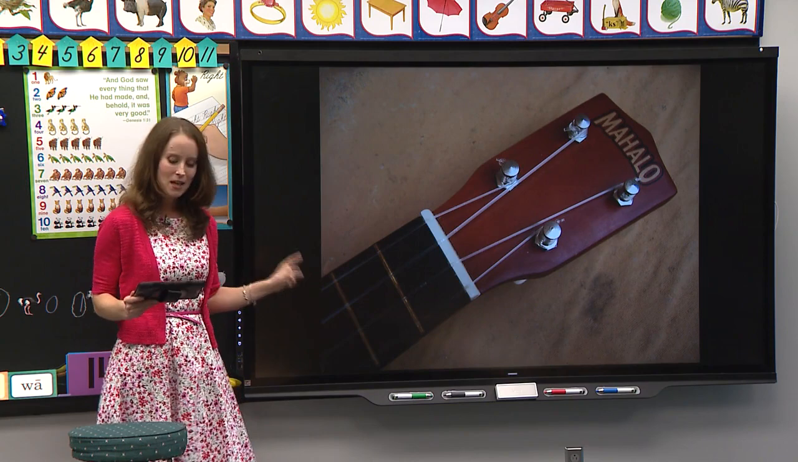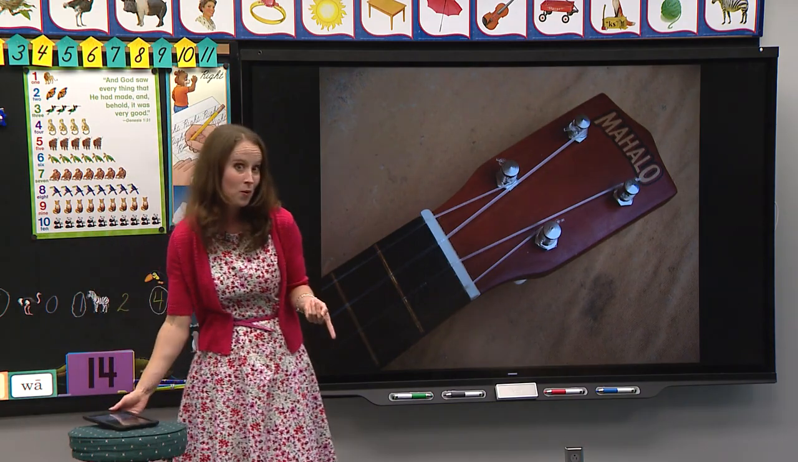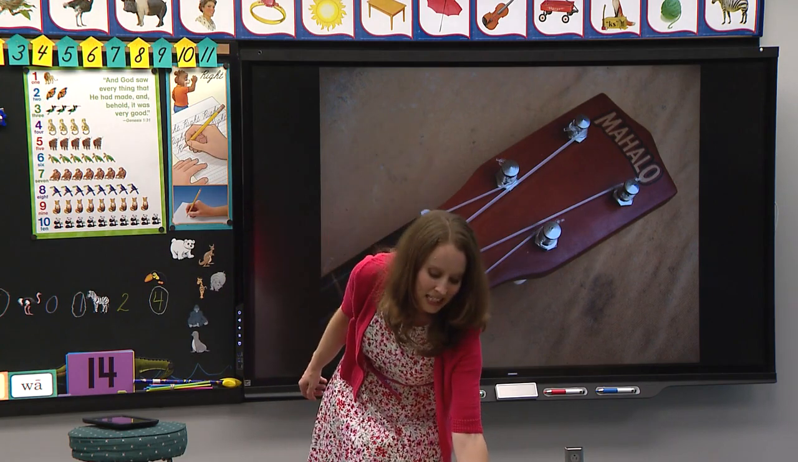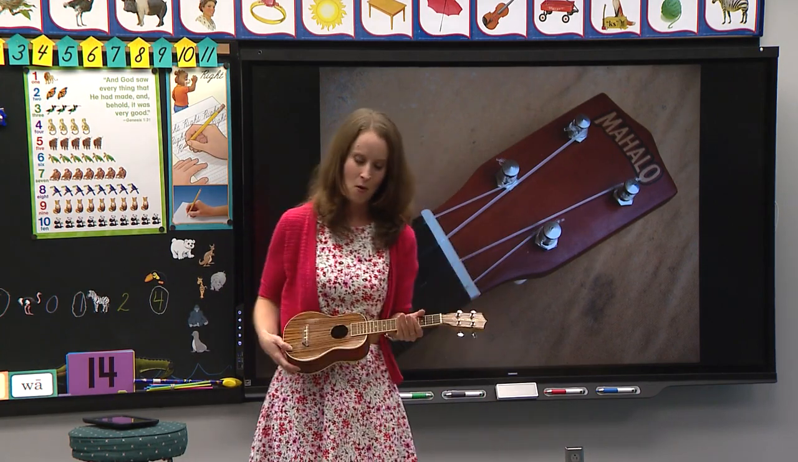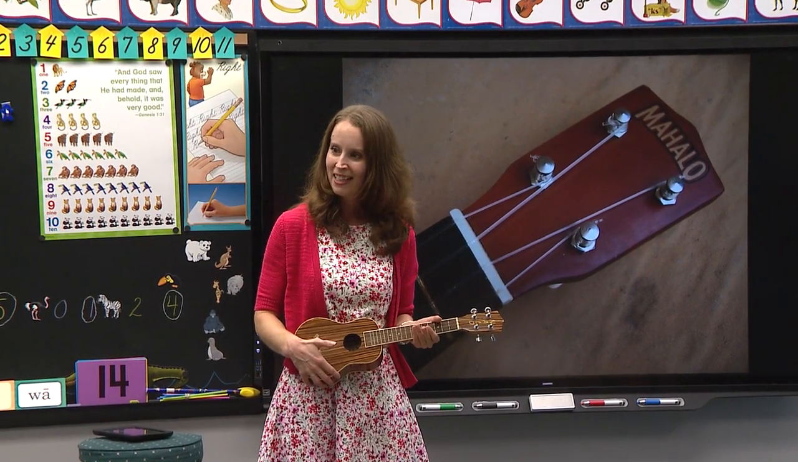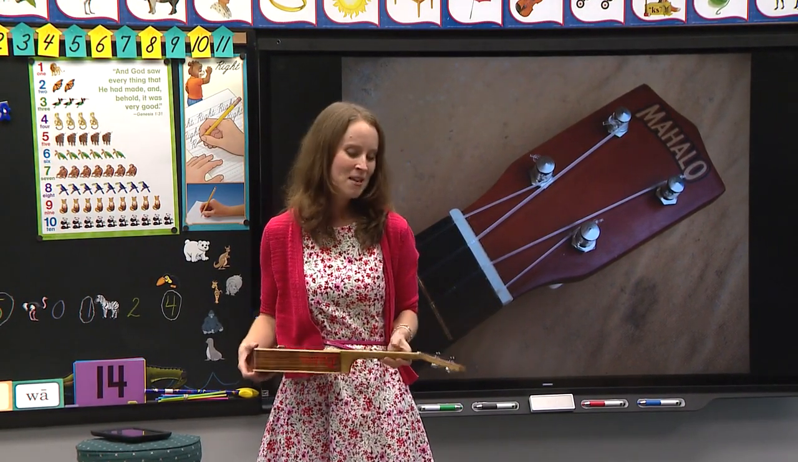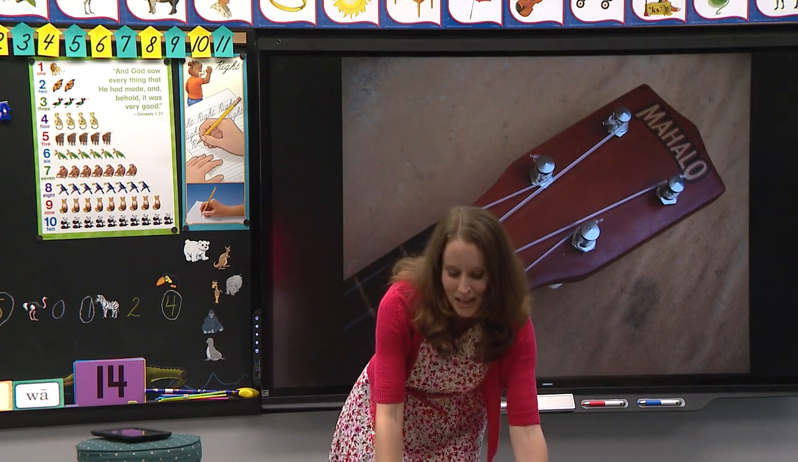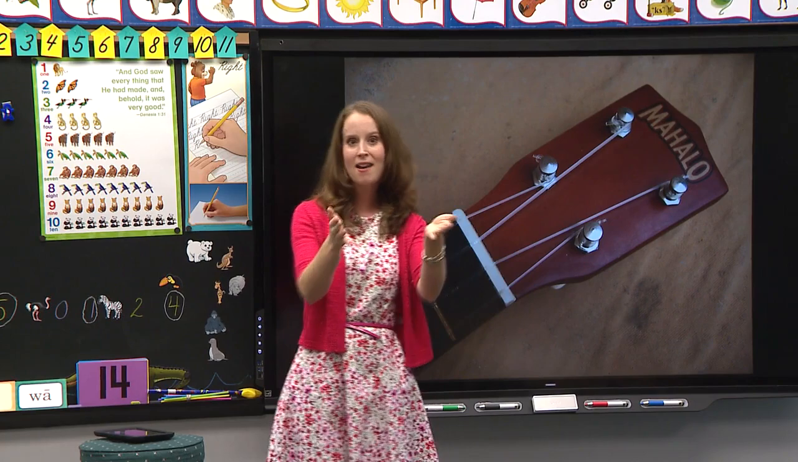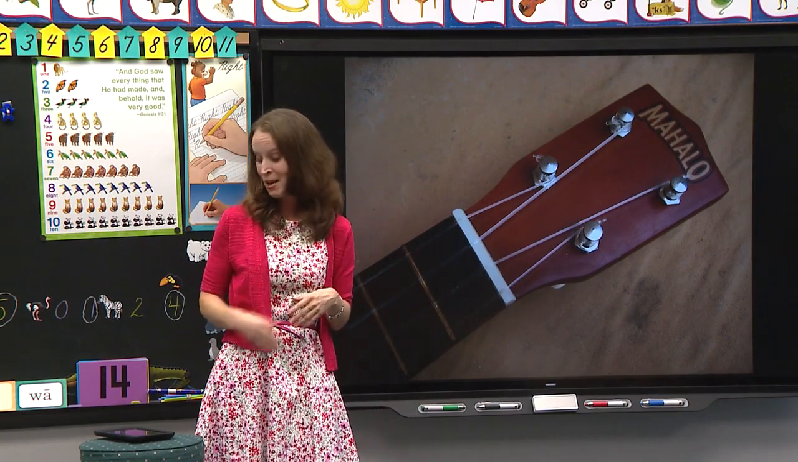Now, this last picture shows something that I brought with me as well. It shows a picture of a ukulele. Maybe you've seen one of those from Hawaii. And a ukulele makes music. You can hear some pretty Hawaiian music using that ukulele. Now, I'm going to say the word mahalo, or goodbye, for those who visited Hawaii with us.